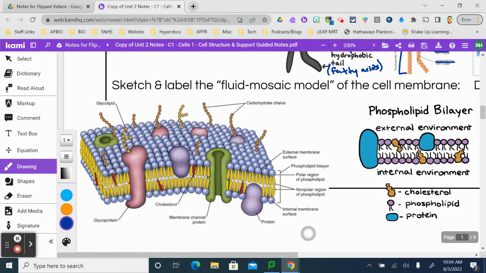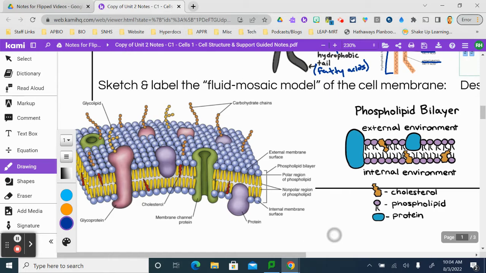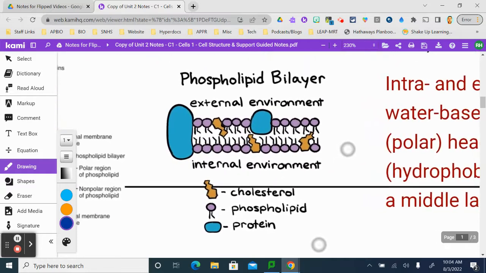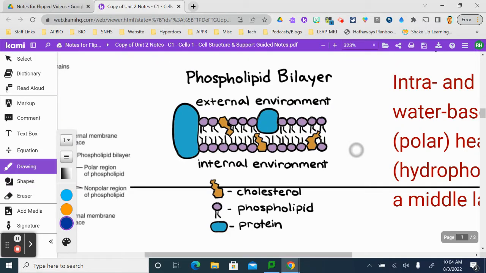As I go through and try to find drawings, there's a lot of really, really complex ones. I try to find ones that are simple, things that we'll actually understand. So, it says sketch and label the fluid mosaic model. Let's focus first of all on the simpler one, which is the middle one. So basically what we have with the phospholipid, since half of it cannot be near water, the tails cannot be near water, and the heads can, what we create is this phospholipid bilayer.